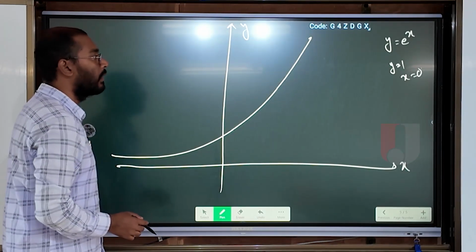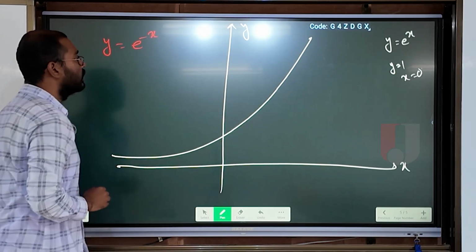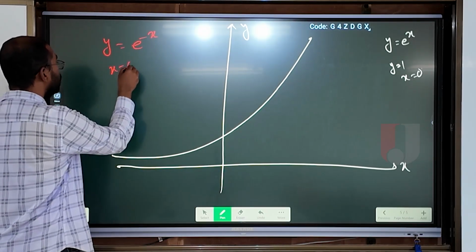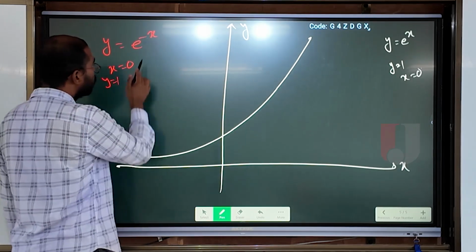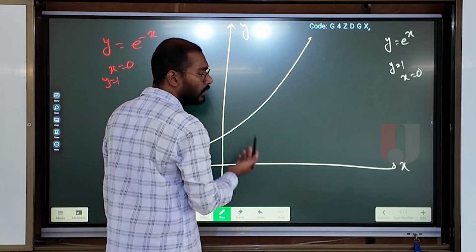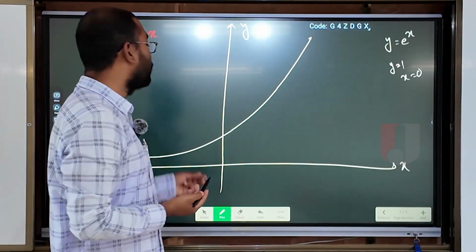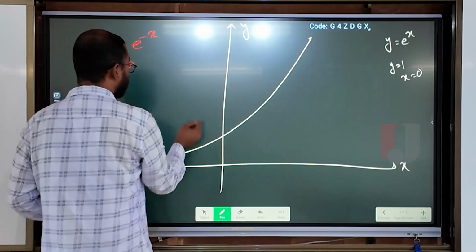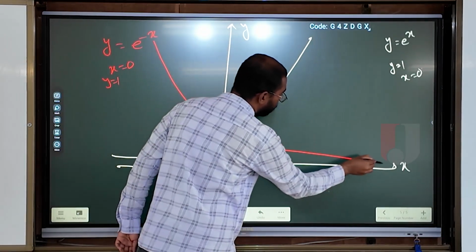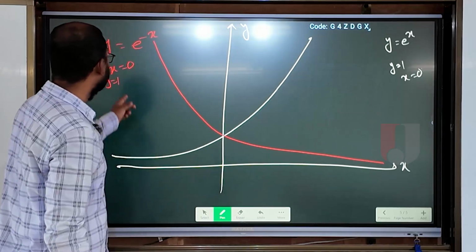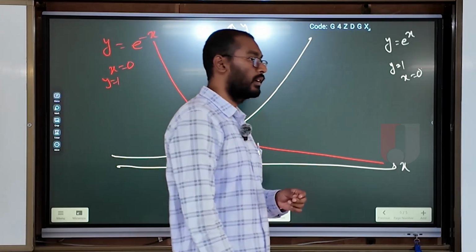Similarly, for e to the power minus x, at x equal to 0 it will come y equal to 1. And if x approaches infinity, y approaches 0, but never actually intersects. So these are two curves. The red color curve is y equal to e to the power minus x, and the white color curve is y equal to e to the power x.